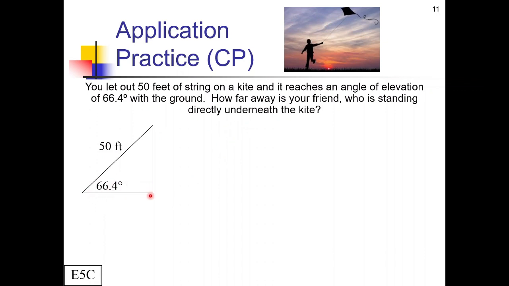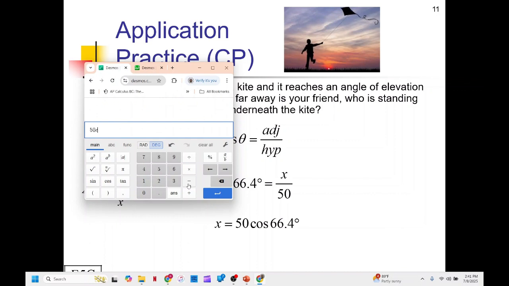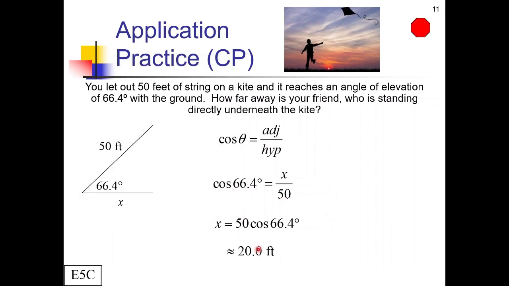And then how far away is your friend standing directly under the kite? So you're here, your friend's here, so we're looking for this base of the triangle. The sides that we have are the hypotenuse, and also the adjacent side, the side that's touching the given angle. So that would be cosine, CAH, adjacent over hypotenuse. So we've got cosine of 66.4 equals x over hypotenuse 50. To get x, we just have to do 50 times the cosine of 66.4. Plugging that in, 50 cosine 66.4 is about 20.0 if we round it off to the nearest tenth. So 20.0 feet.